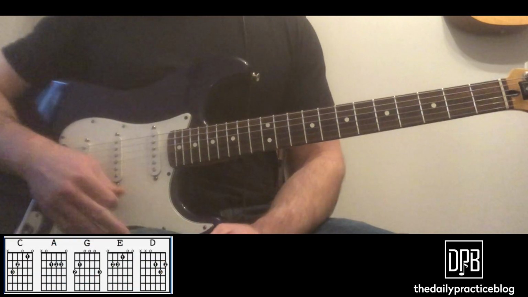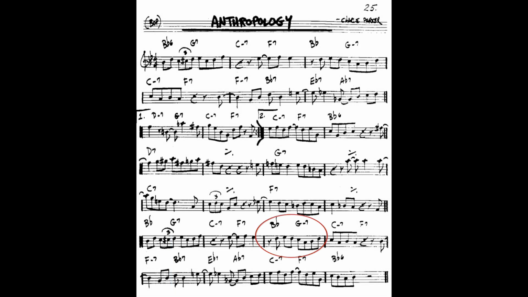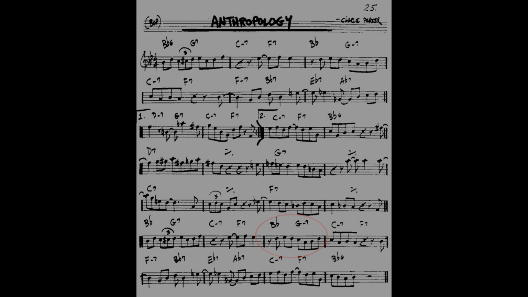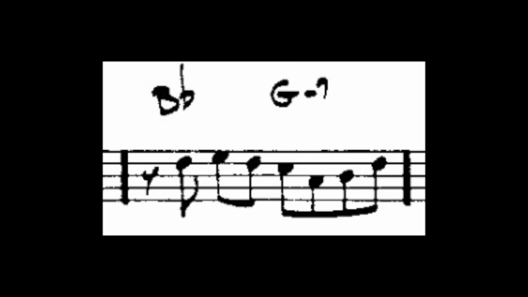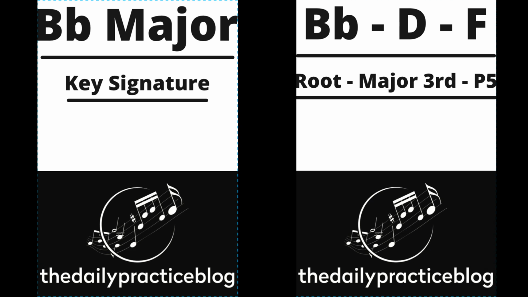So let's take a line from Anthropology. I'll show you how to play that little line up through all those CAGED shapes. So here's the line. Anthropology's in B flat. You should know your triads and your keys. A B flat major triad is B flat, D, F.